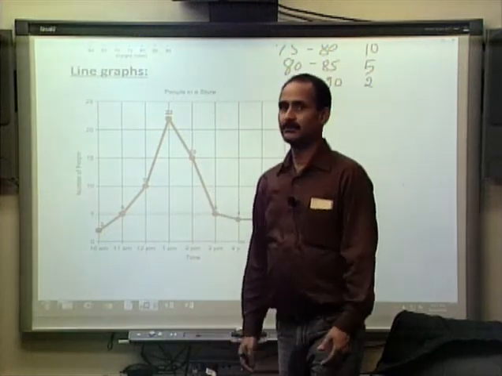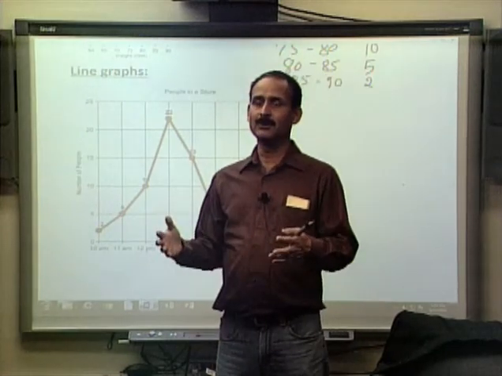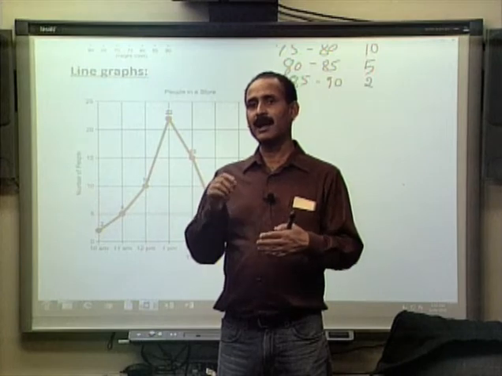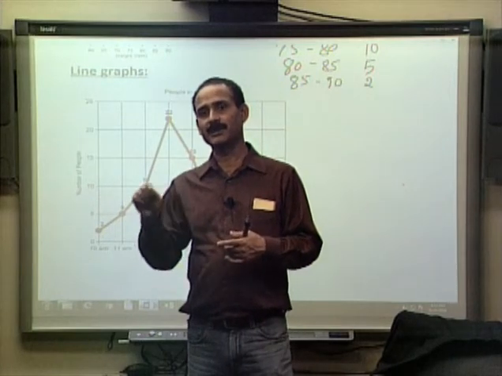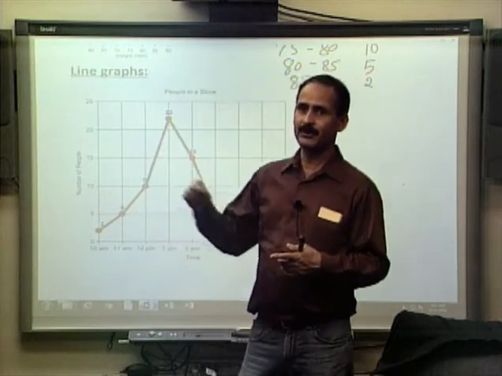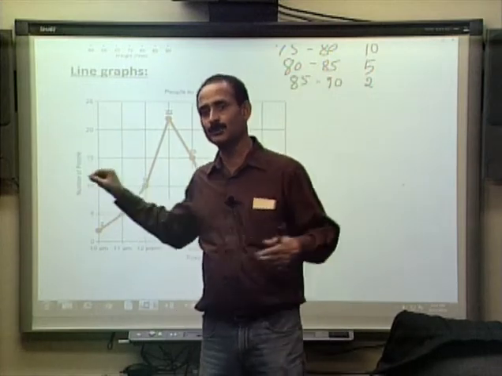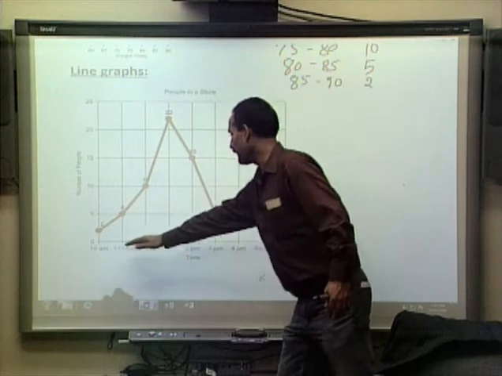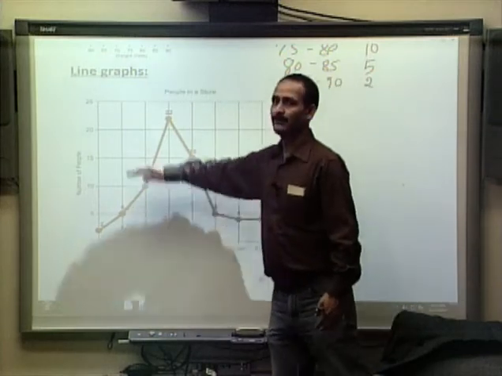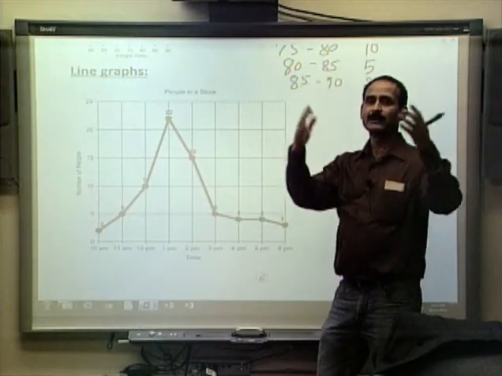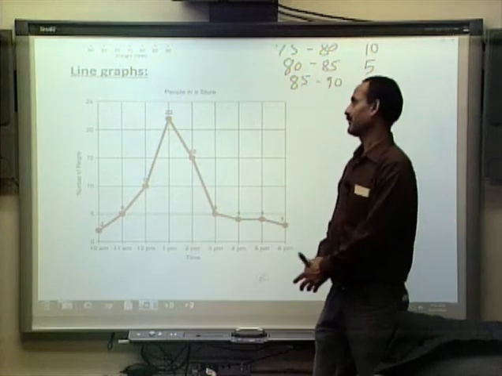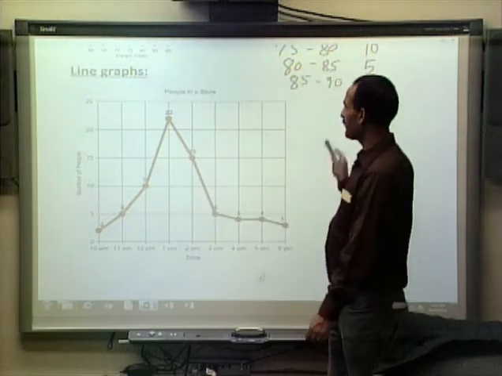So, let us say we find the average temperature of January, average temperature of February, average temperature of March, and average temperature of April, and so on. Put the month on the horizontal axis, put the temperature on the vertical axis, that will be an example of a line graph. Right now, here is an example of a line graph.